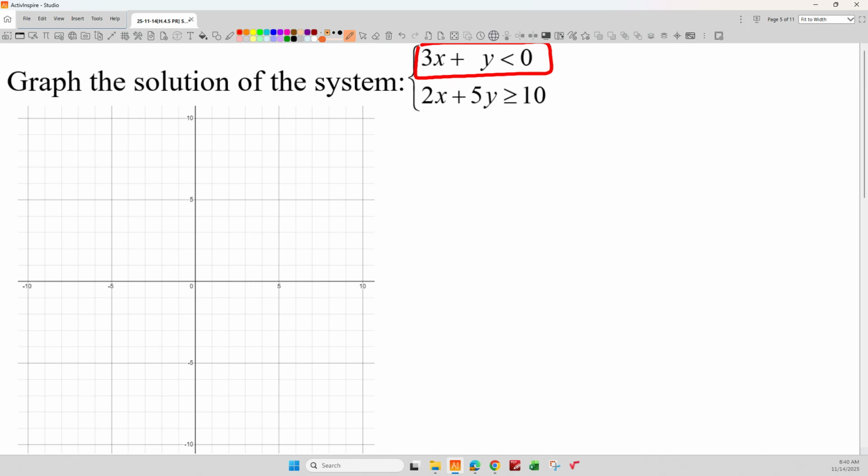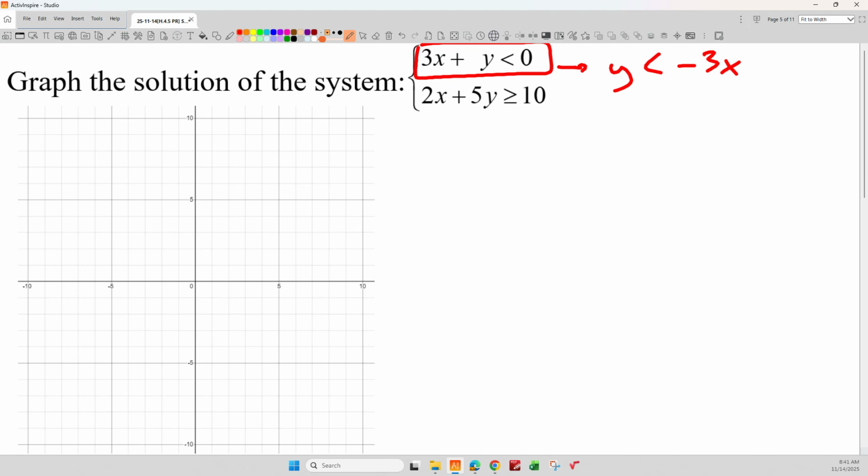Okay, so we could put them into slope-intercept form, right? That's a pretty easy way to graph a linear inequality in 2 variables. And this one, all I've got to do is subtract the 3x, right? So we just get the inequality y is less than negative 3x. Okay, so what's that look like? Help me graph the boundary line. What is that boundary line?